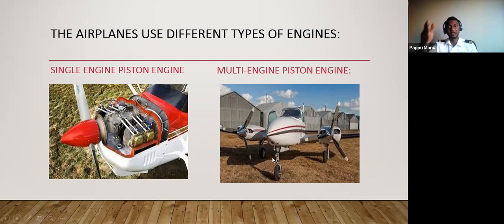That's a single. This is a multi. We saw a turboprop engine, multi-engine and single engine. Then we have the turbojet engines, which are used for the big boys, or the aircraft above 5,700 kgs.